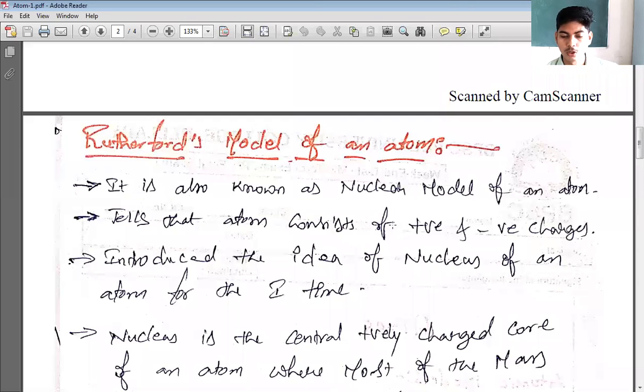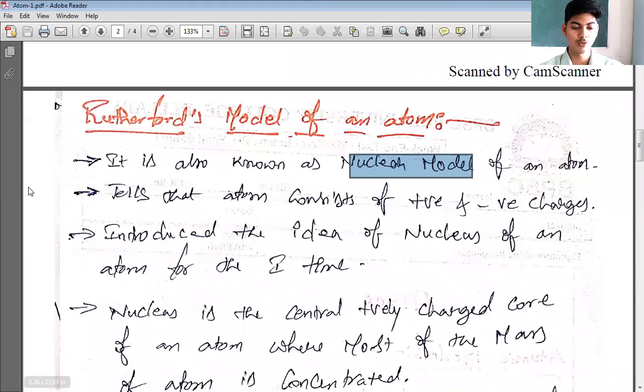We know that Rutherford's model of an atom is called nuclear model of an atom because it was Rutherford who introduced the idea of nucleus of an atom. ಅದಕ್ಕೆ Rutherford's atom model na nuclear model of an atom ಅಂತಲೂ ಕರಿತೀವಿ. Also Rutherford's atom model is called as planetary model of an atom.